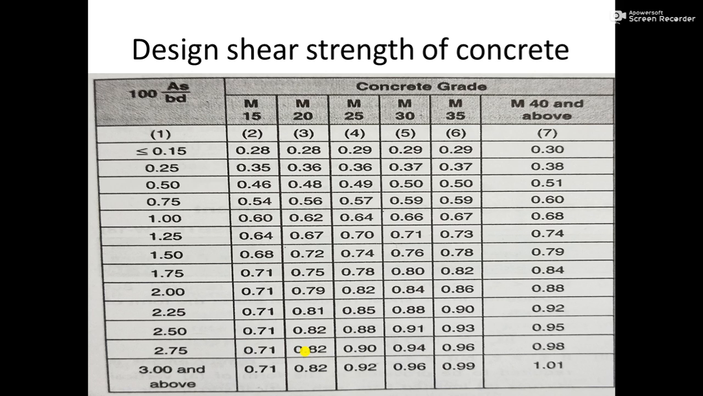And these are the design shear strengths of concrete for percentage of steel, where 100 Ast upon bd means percentage of steel. When the percentage of steel is less than or equal to 0.15%, for M15 grade the design shear strength tau c is 0.28, for M20 it is 0.28, for M25 it is 0.29. These are the values of tau c, and these values are given in the problem.